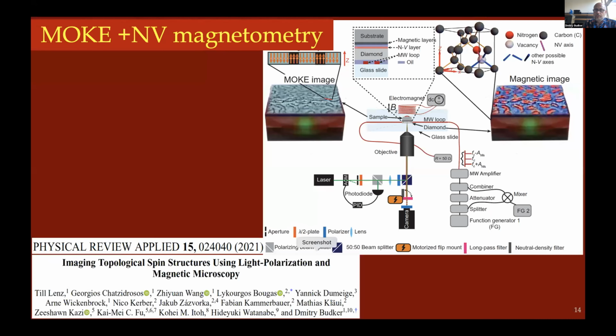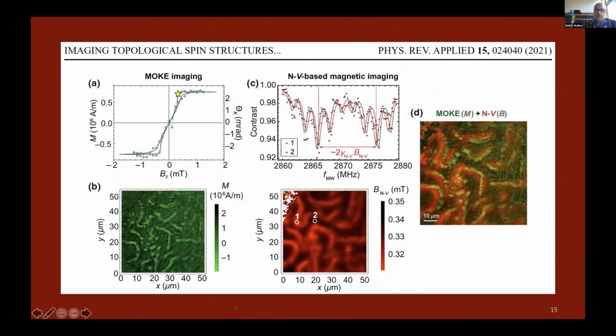And we do this in an apparatus in which we can very easily just flip one mirror and change from the measurement of this magneto-optical Kerr effect to imaging with nitrogen vacancy centers. And so we can look at the same structure with these two modalities. This was published in Physical Review Applied just recently this year.